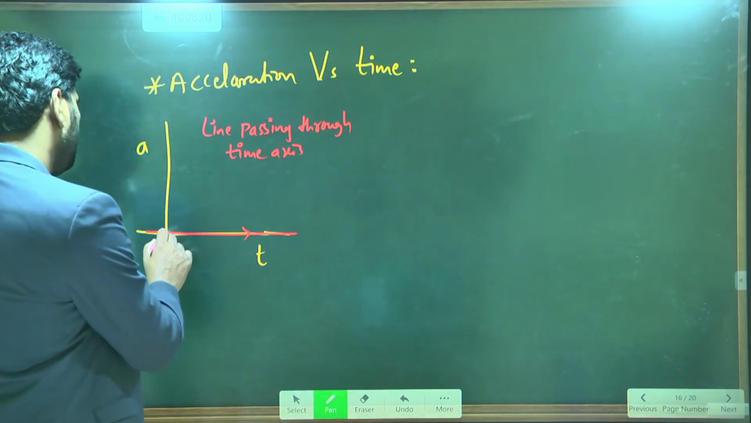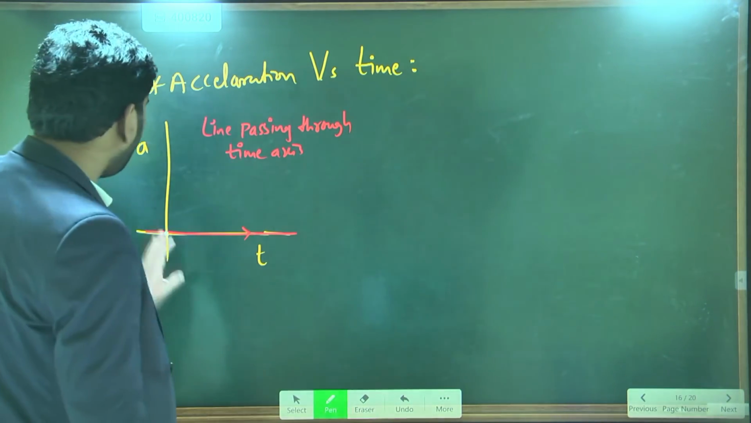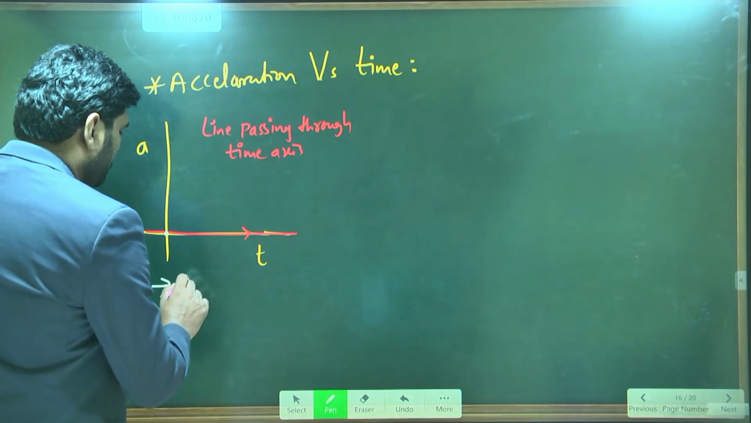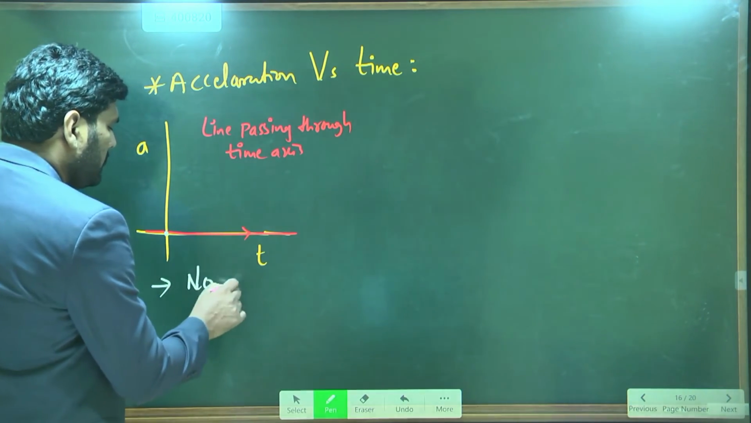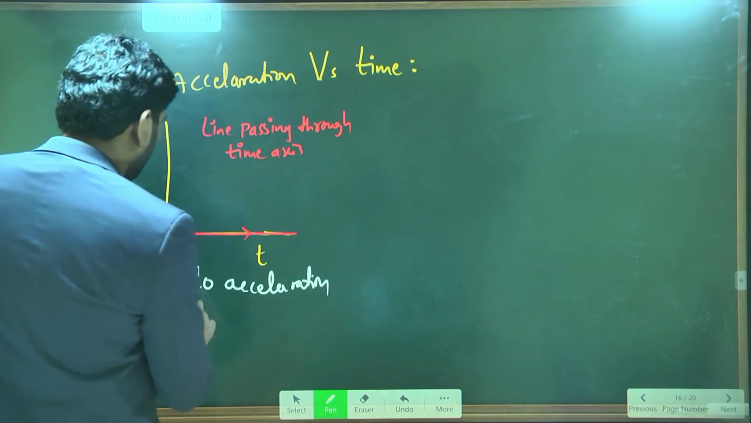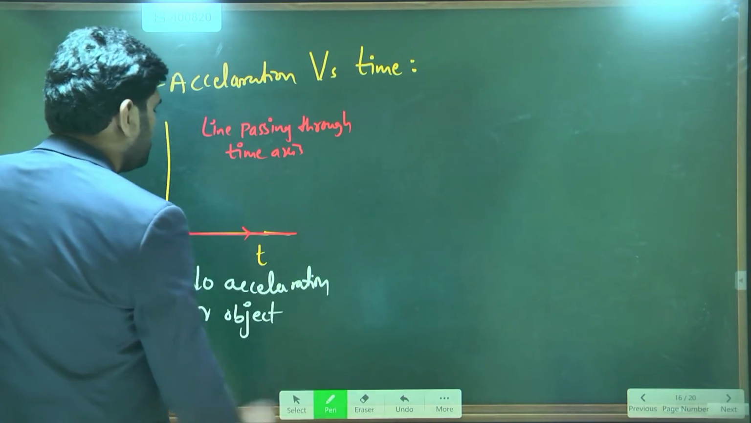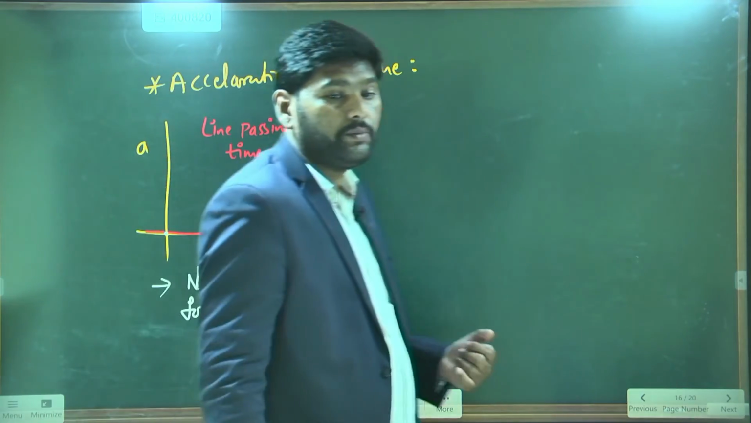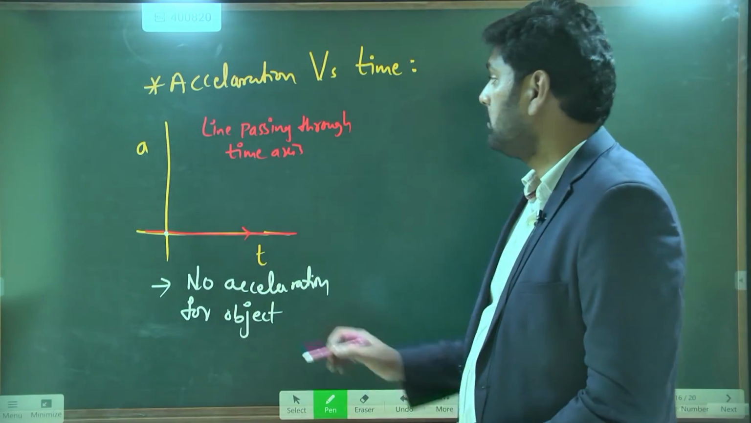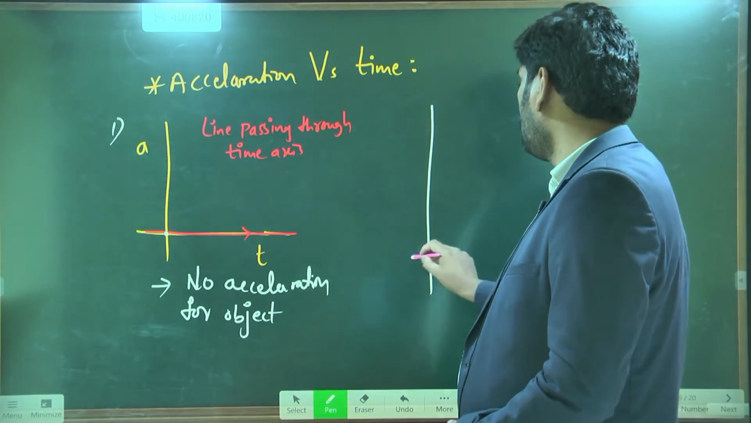See, this is time, this is acceleration. There is no acceleration for the object. That's it. This is the thing we can get from this graph. This is the first graph. Let's talk about another graph.